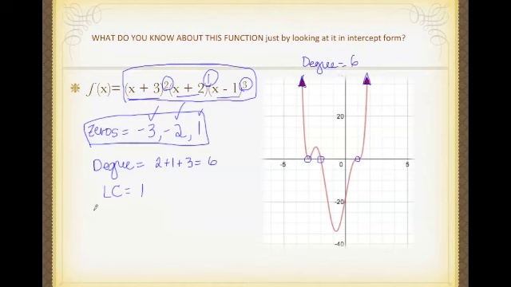So I could also talk about end behavior, because as x approaches negative infinity, f of x approaches positive infinity, and as x approaches positive infinity, f of x approaches positive infinity also. I also see, let's look at the number of turns.